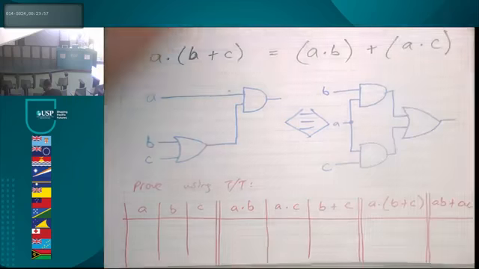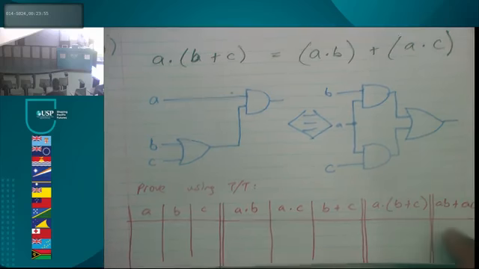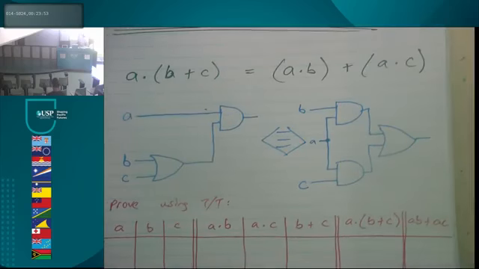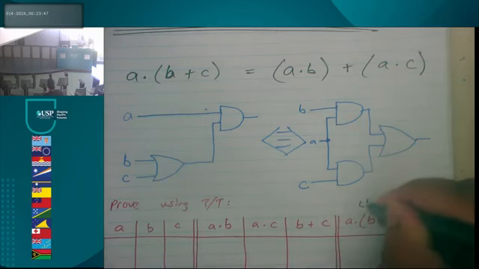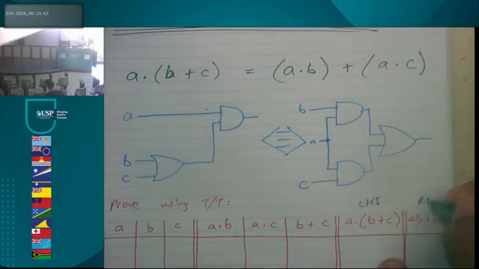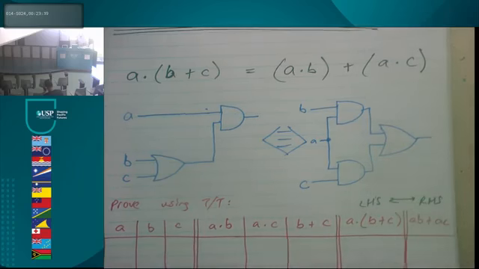This is the manner in which we prove this particular table. So in the end, these two columns, the left hand side and the right hand side, they've got to be equal. They've got to have identical columns in the end. All right? Okay, let's move to another one.